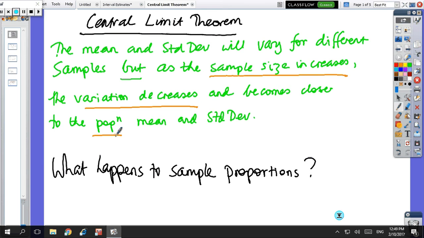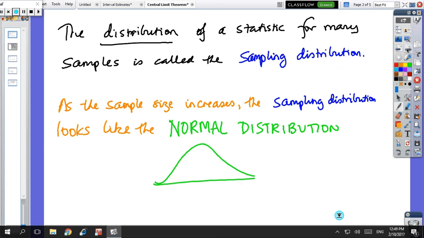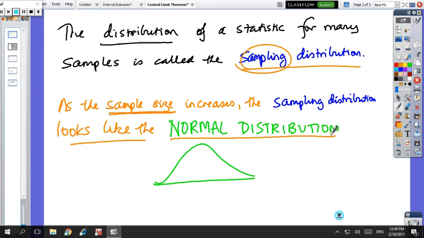So we've talked about that before, and so what we're looking at is what happens to sample proportions. Okay, that's the big question. So the distribution of a statistic for many samples is called the sampling distribution. And as the sample size increases, this is the important thing, the distribution becomes more like a normal distribution, okay?